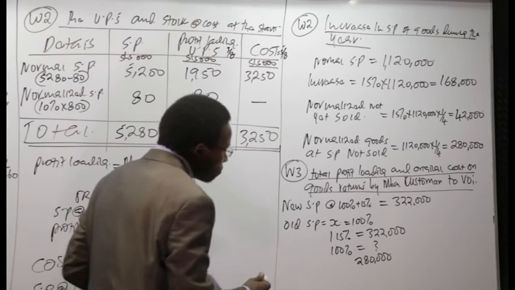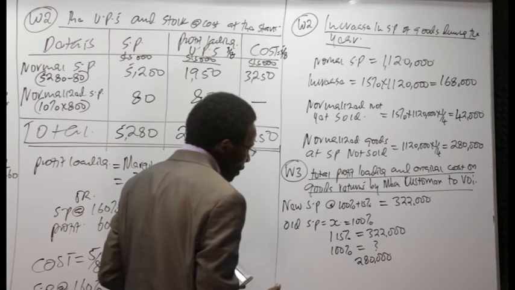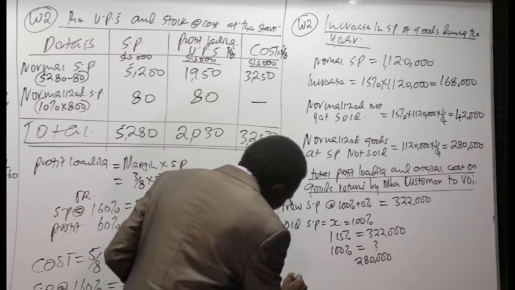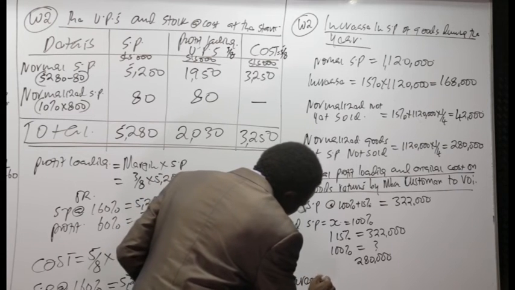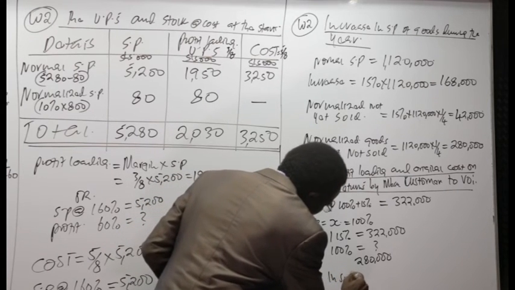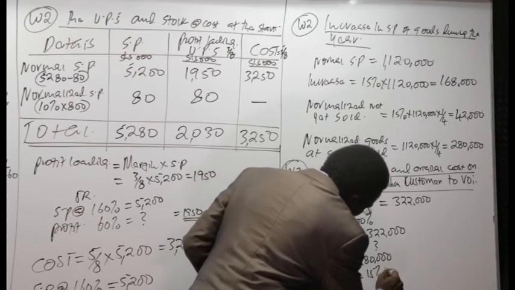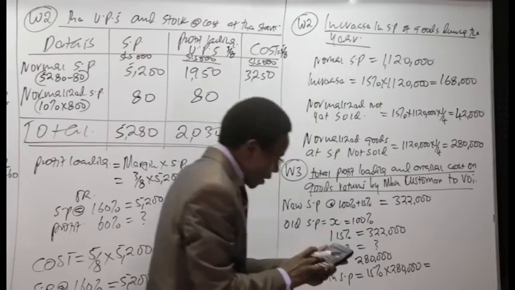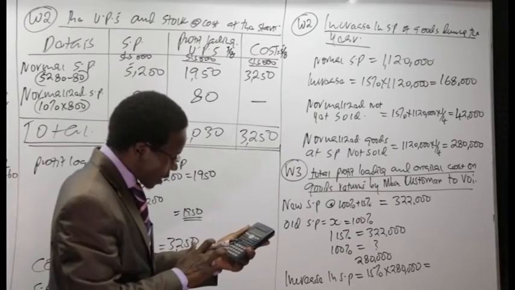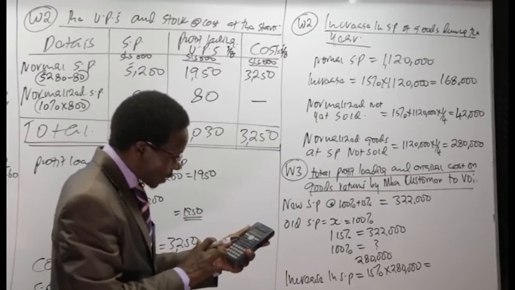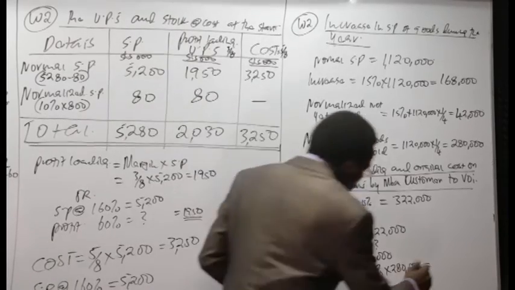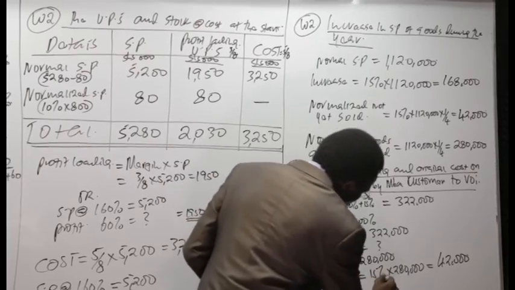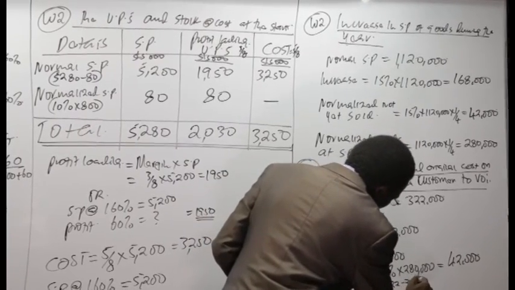Now what will be our additional profit? It means that the increase in selling price is simply 15% of the 280,000. That comes to how much? So I take 15% by 280 and I'm getting 42,000. Alternatively, I could simply say 322 minus 280.